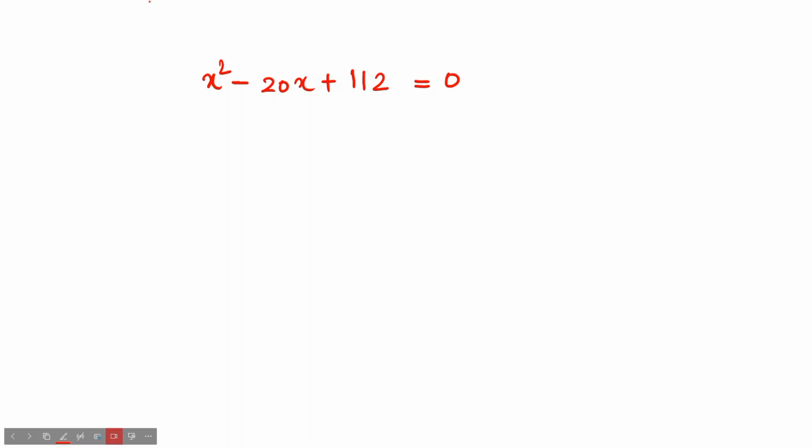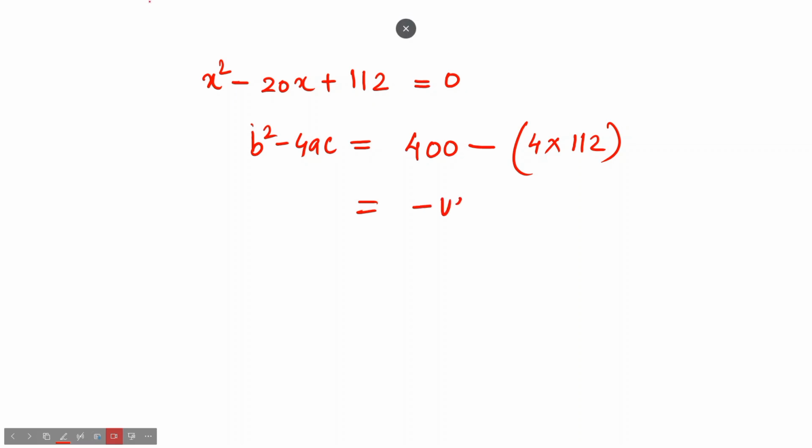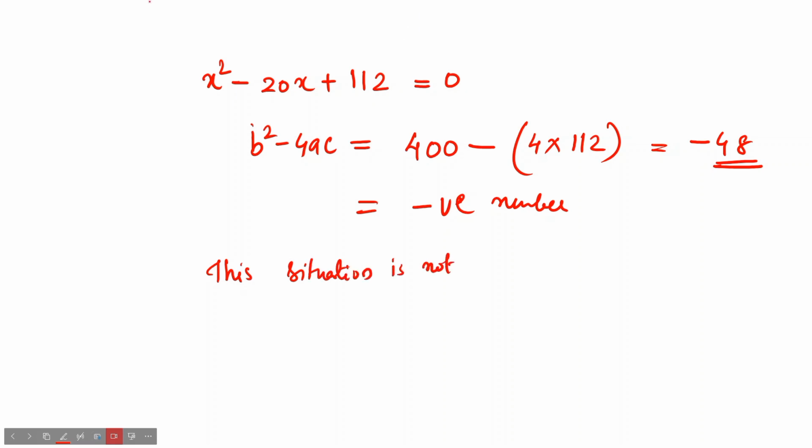And we can find the b square minus 4ac to check whether the situation is possible or not. Okay, b square is minus 20 square, that is 400, minus 4ac is 4 times 1 times 112. So you are getting a negative number, right? What is that number? Negative 48. Is it right? So the situation is not possible. We are not getting a real solution. So the situation is not possible. We can't find their ages.